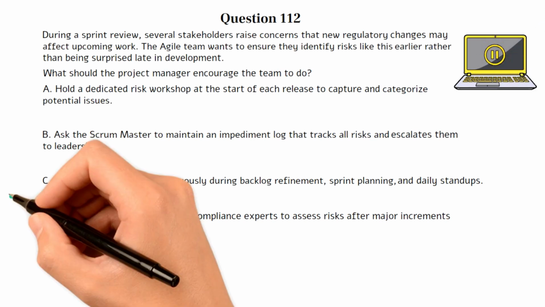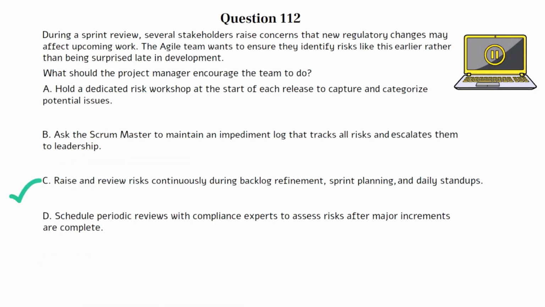The correct answer is C. This question tests your understanding of how Agile teams proactively identify risks. Agile risk management is not about one-time workshops or end-of-phase reviews. It is about embedding risk awareness into the regular cadence of Agile events so that issues surface quickly and can be acted upon.